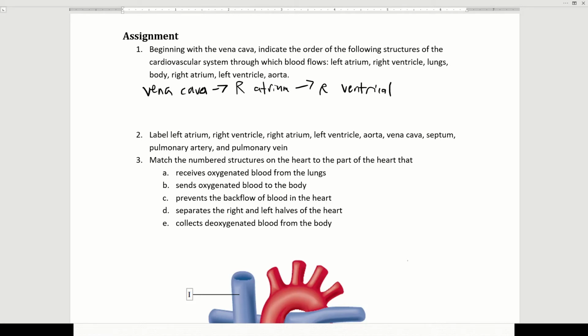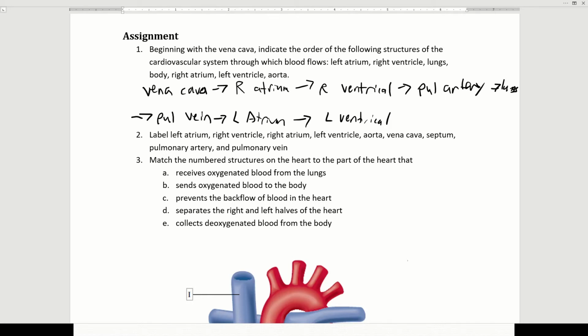And then we're going to start to move away from the heart, so it's going to be our pulmonary artery. Okay. And then it makes its way back through the pulmonary vein. Oh, this is lungs. Lungs is on there. So then it makes its way back to the pulmonary vein, and then we go atrium, ventricle again, but we go left atrium, left ventricle. And then our last stop is our aorta, before we go to the body, and that's it.